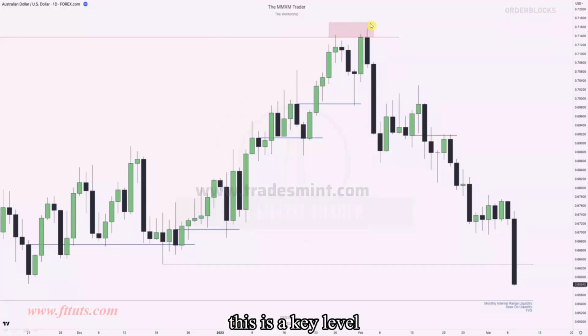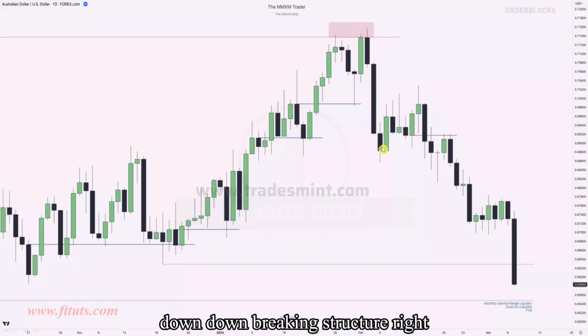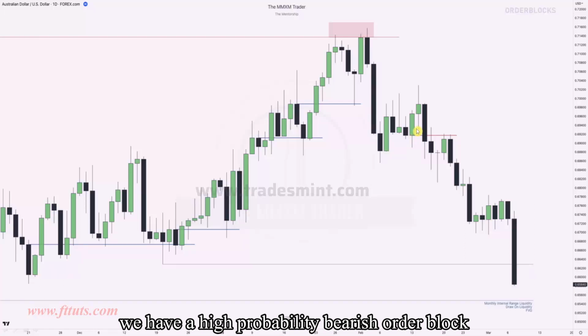This is a key level. Order pairing happens over here, right? Buy stops have been liquidated and smart money can accumulate their sell orders over here. So price pushes down, down, down, breaking structure, right? And what does that form over here? We have a high probability bearish order block.